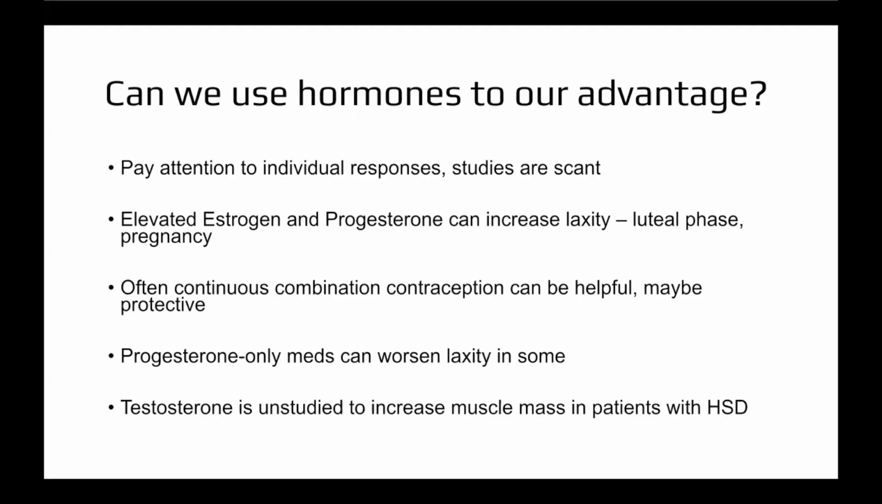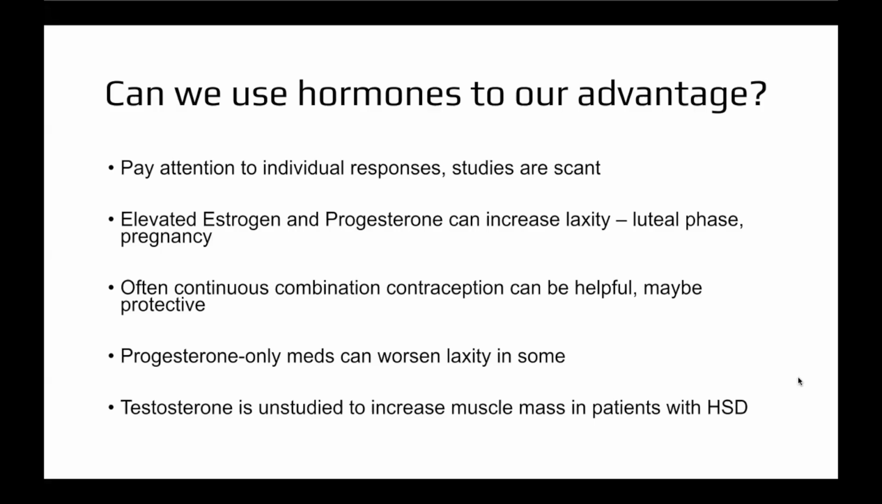Generally speaking, progesterone tends to worsen laxity in patients more. So I'll generally use a combination contraceptive with estrogen and progesterone if I can. Some people have a contraindication to using an estrogen contraception, so obviously I can't do that. People with migraines with aura or uncontrolled hypertension. But even in patients with mild contraindications, I tend to really try to work with their team to help them figure out how we can use their hormones to their advantage.